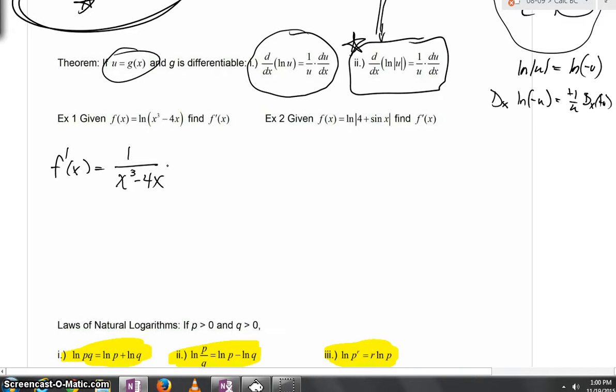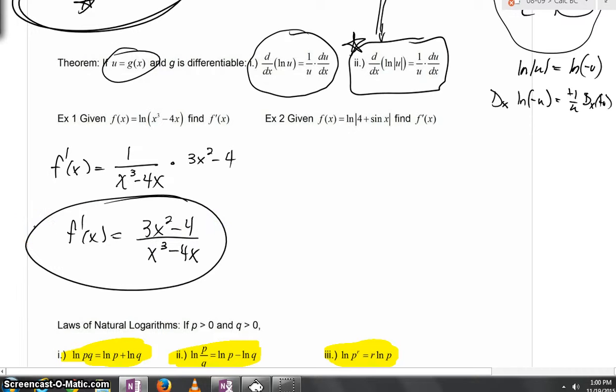Chain rule. Now we're going to take the derivative of the inside. Guys, what's the derivative of this inside? 3x squared minus 4. What's our final answer? Well, plain and simply, 3x squared minus 4 over x cubed minus 4x. We are done.